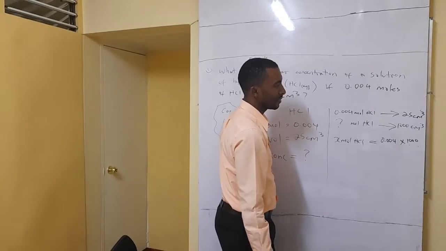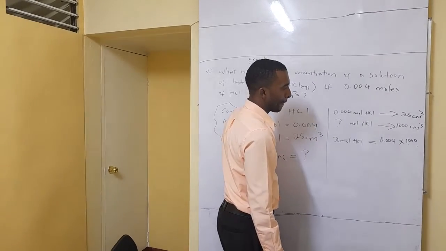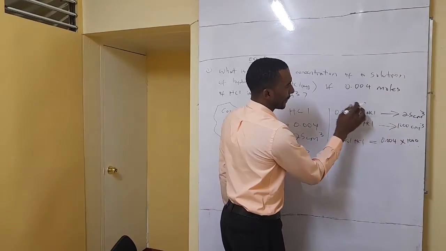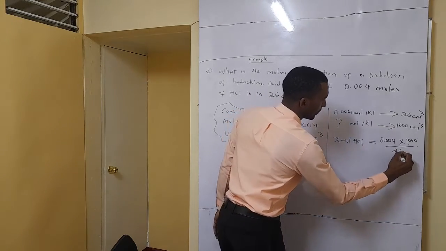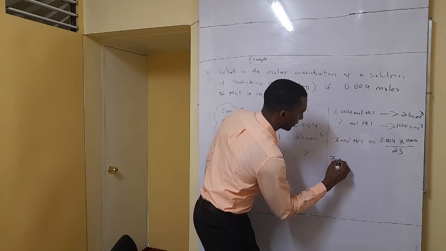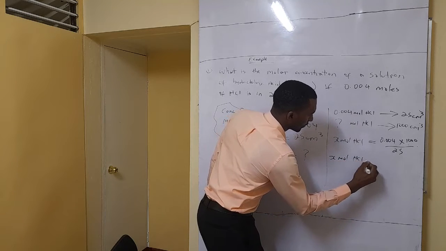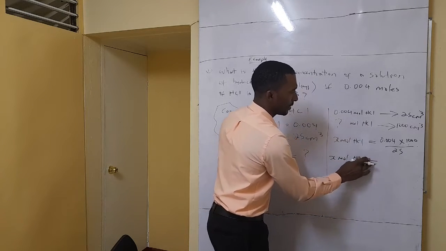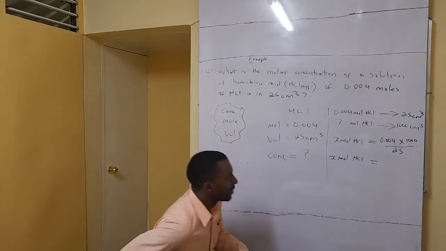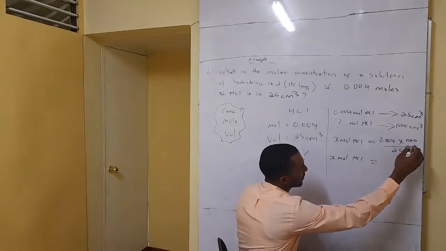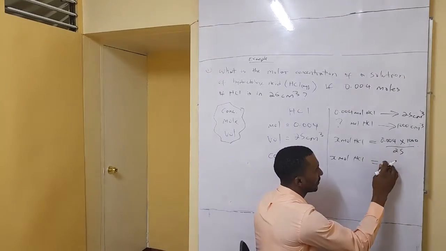Yeah, but it will work out the same. Okay, so what do we get here? Cross multiply and just type in regular maths. So this is not chemistry, this is just maths. So 0.004 times 1000 divided by 25. What do we get here?